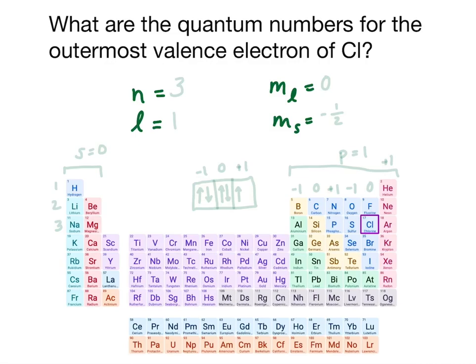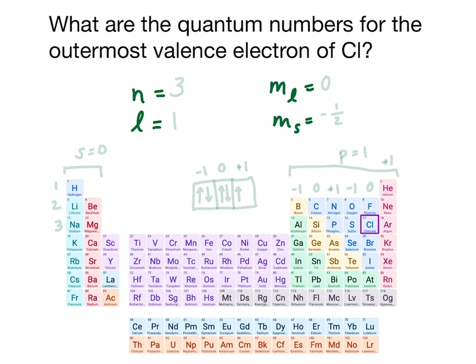Let's practice using the periodic table to determine the quantum numbers for a specific electron. This question asks, what are the quantum numbers for the outermost valence electron of chlorine? So chlorine, you can see, is outlined in purple on the periodic table. And let's go through and identify each of the quantum numbers.